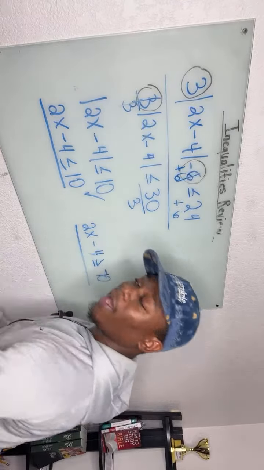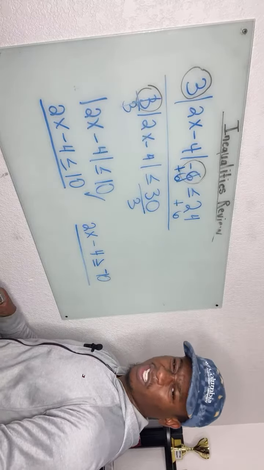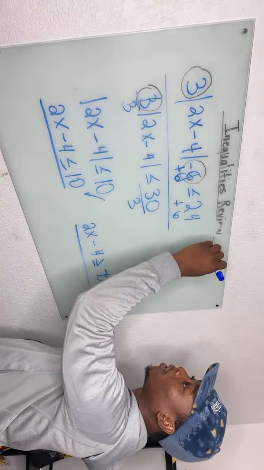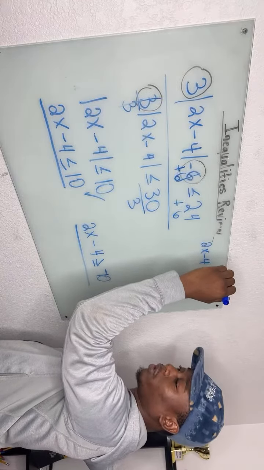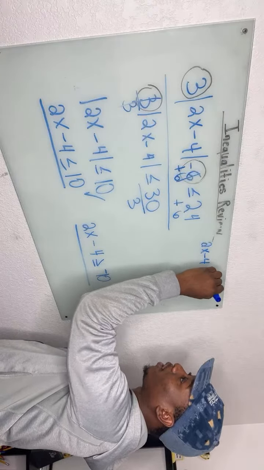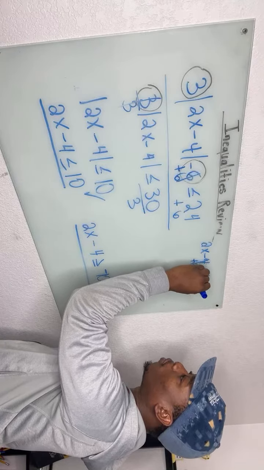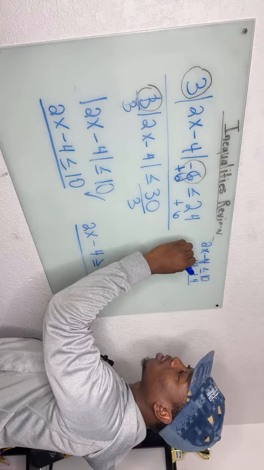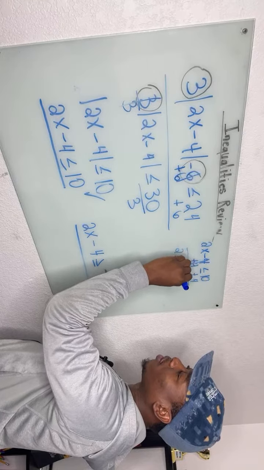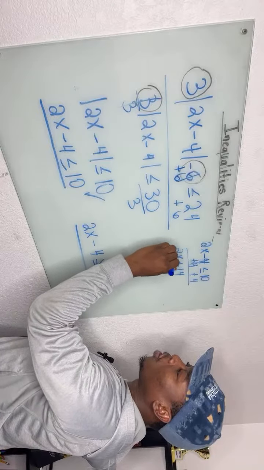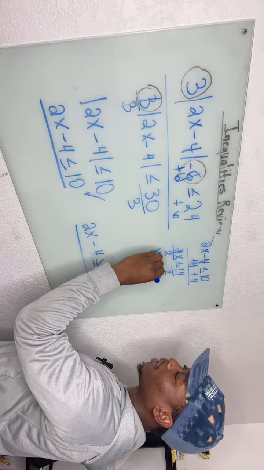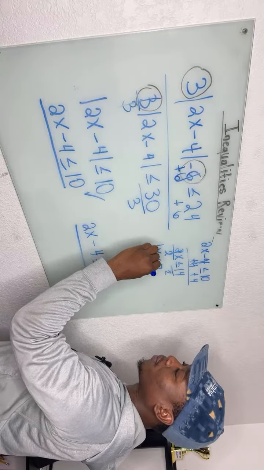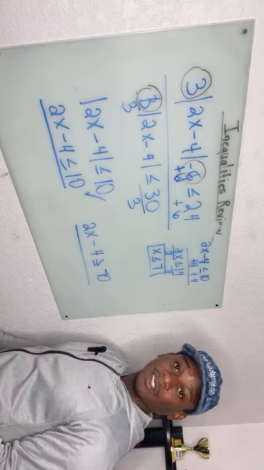So let's go to the top. In our first one, we have 2x minus 4 is less than or equal to 10. We're going to add 4 on both sides. That gives us 2x is less than or equal to 14. When we divide by 2, our final answer is x is less than or equal to 7. All right, that's answer number 1.